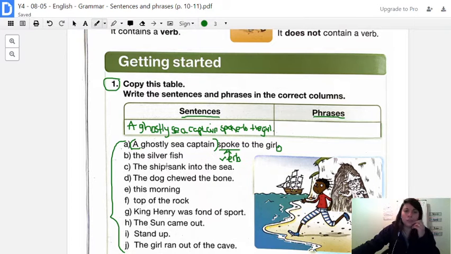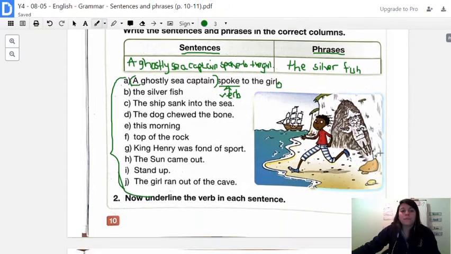Now, the silverfish, does that begin with a capital letter? No. This silverfish, is it doing something? No. So it's a phrase. So I write over here, the silverfish. Do I capitalize the? No, because it's not the beginning of a sentence. I don't need to capitalize anything. So that's what you're going to do. You're going to classify, sort of rewrite these sentences and phrases into the column that they belong to. Do you understand? Yes! Beautiful.